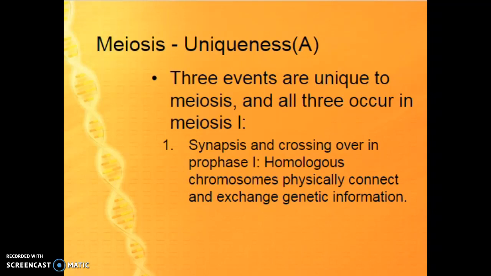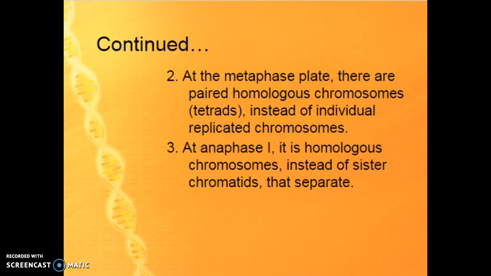Okay, three events are unique in meiosis, and they all are in meiosis 1. So synapsis and crossing over are going to be in prophase 1. That's where our legs are going to get stuck together, arms are going to get stuck together. Rather than untangling them, we're just going to cut them and glue them back together where they are. It's going to cause some variation.